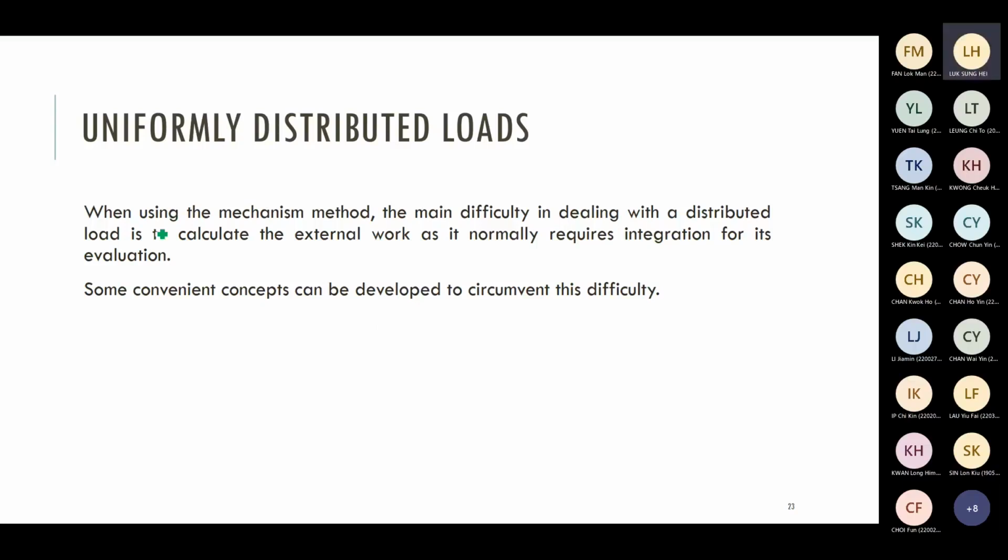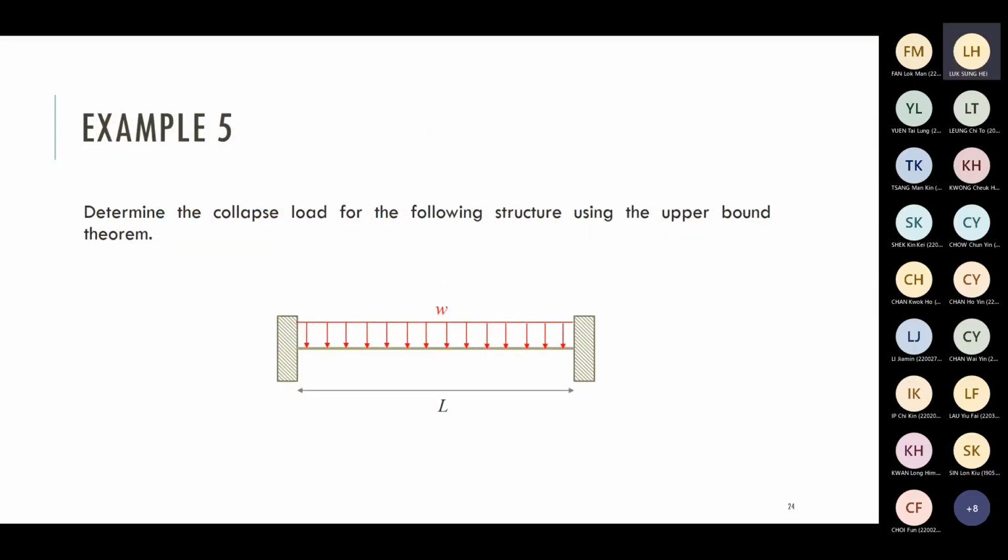Mechanism method means upper bound theorem. When you use upper bound theorem, dealing with distributed force, sometimes it's quite difficult for you to calculate the internal and external work. Right here, I would like to use one example to demonstrate how you can deal with the calculations with UDL, one very simple scenario. Suppose we have a fixed end beam under UDL. Try to use upper bound theorem to estimate the collapse load W.